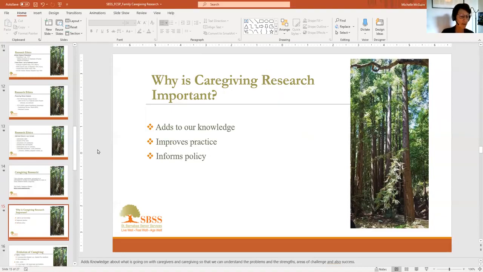And it informs policy. For example, the earliest version of the Family Medical Leave Act, the FMLA that we currently have, was called the Family Employment Security Act, the FESA, and it was passed in 1984, and it provided up to 26 weeks off for family caregiving. Okay.